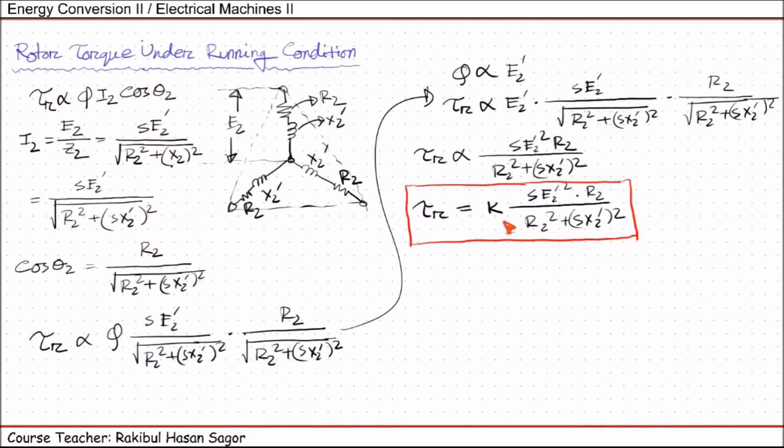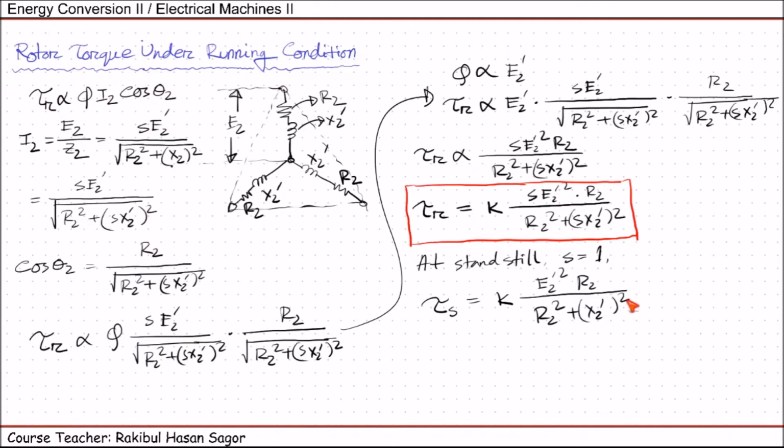We know at standstill the value of slip will be equal to 1. So if we put value of slip equal to 1, we'll get the torque at standstill. That means starting torque. So at standstill, the value of slip will be equal to 1. From here we can get the torque at standstill, tau is equal to K into, as S is equal to 1, we are writing only E2 prime square R2 divided by R2 square plus X2 prime square. And this is the torque equation that we got in our previous lecture as a starting torque, which is also obtainable from the torque equation under running condition by putting S equal to 1.